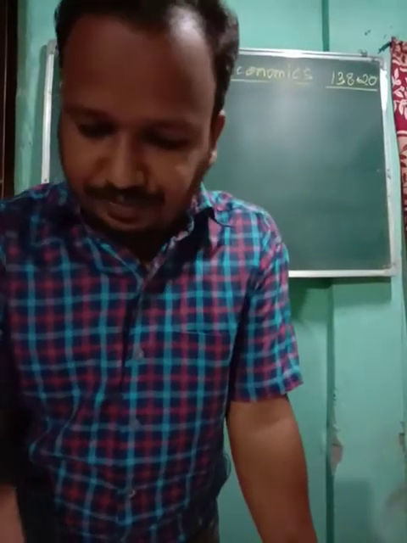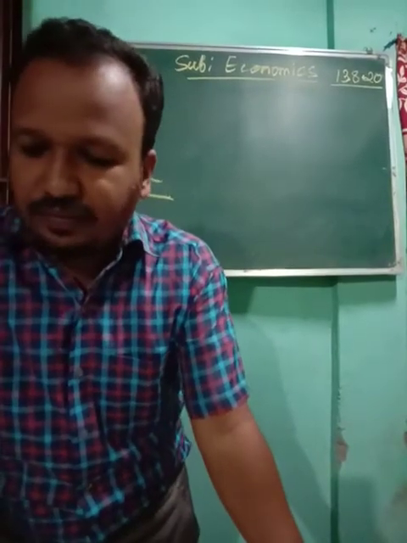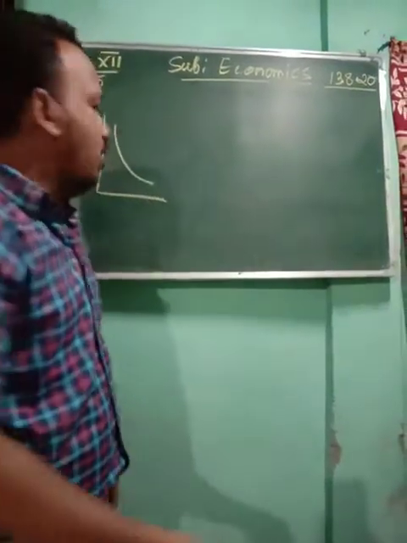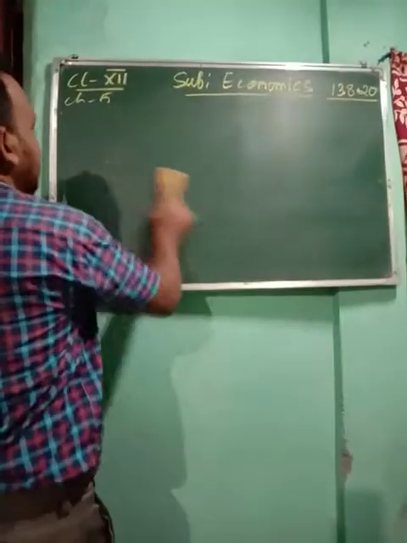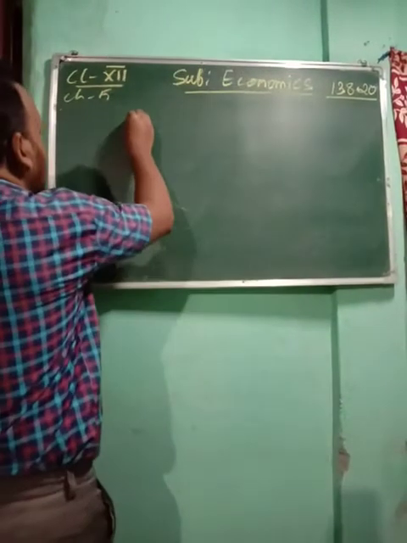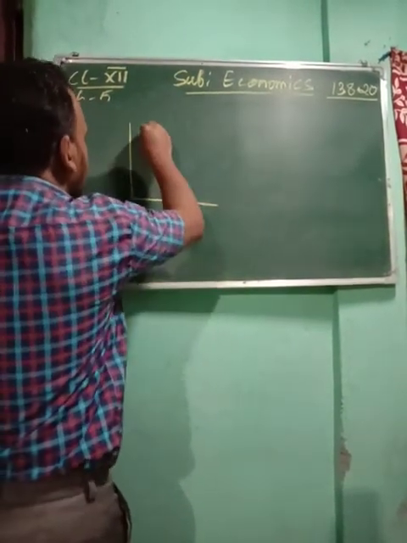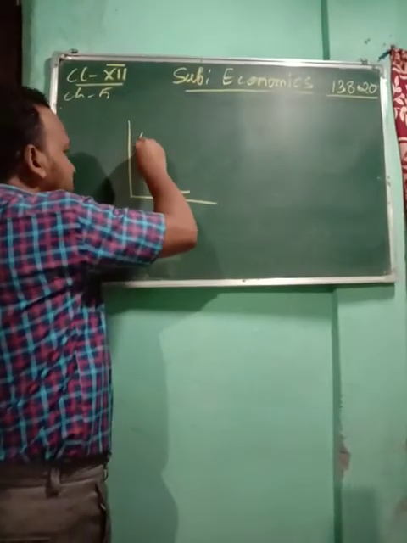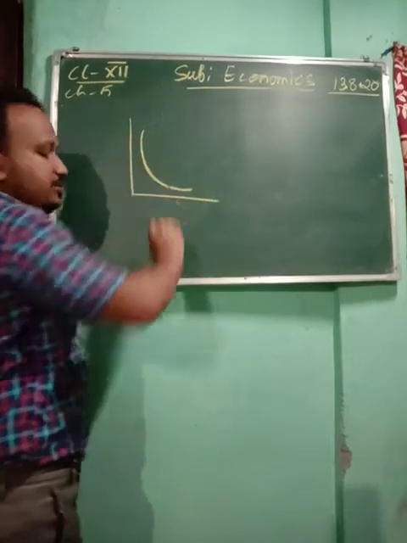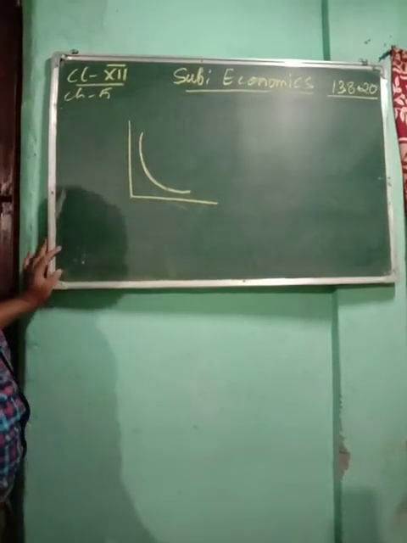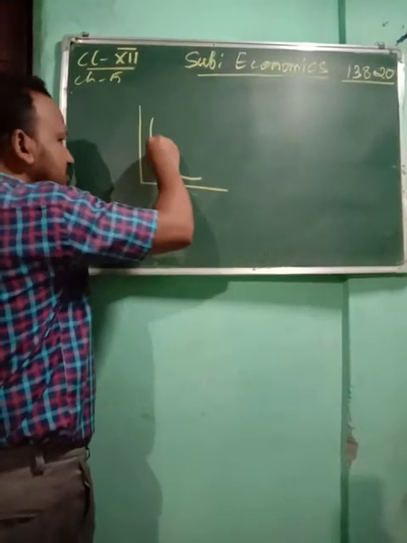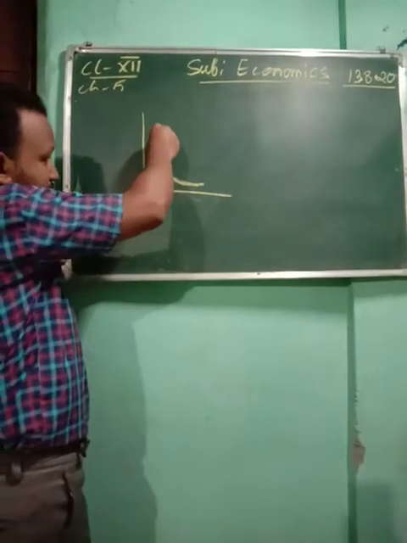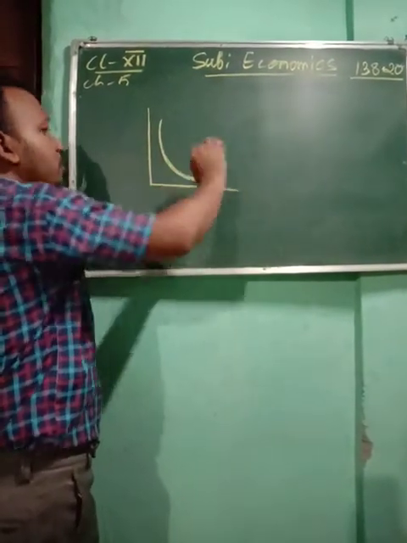Okay, next one. Indifference curves are convex to the origin. In junior classes in math and physics, you have learned about convex and concave curves. Indifference curves always slope downward, and you see this is convex here. So the indifference curve is convex to the origin. Origin means at the starting, you see it is bended. This bending is called convex, so it is convex in nature.